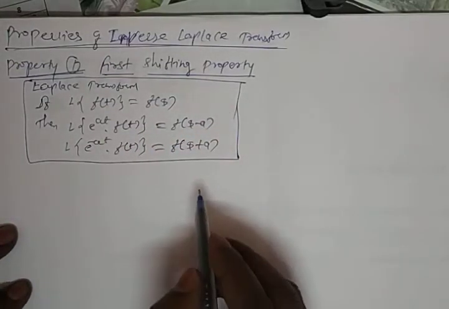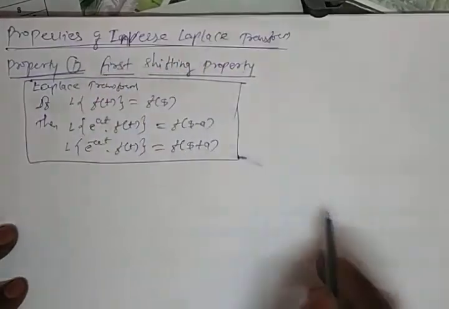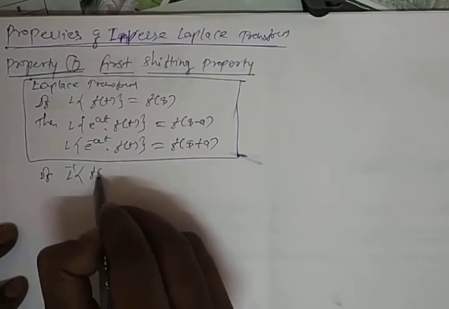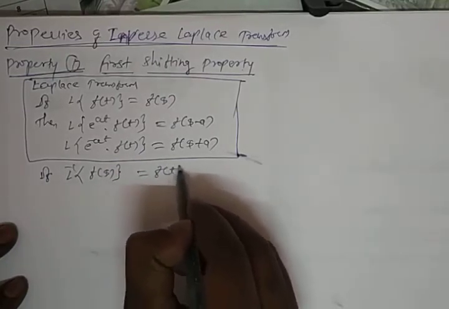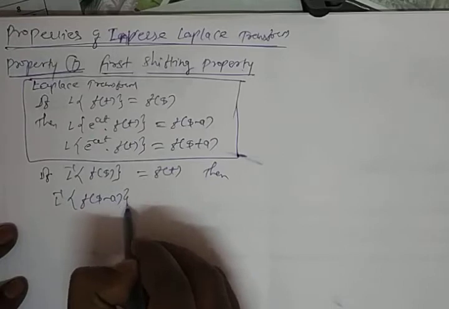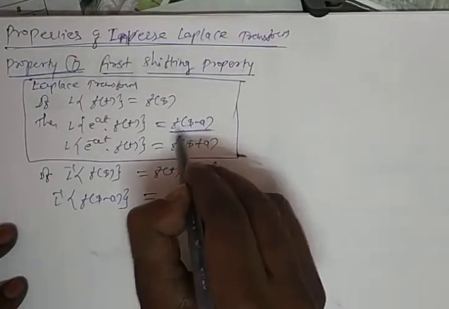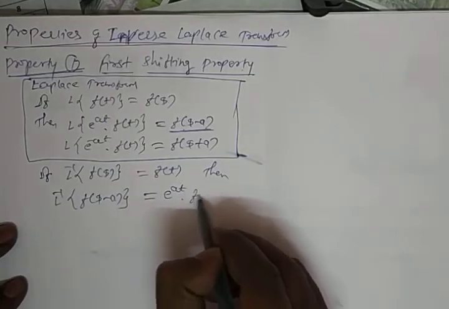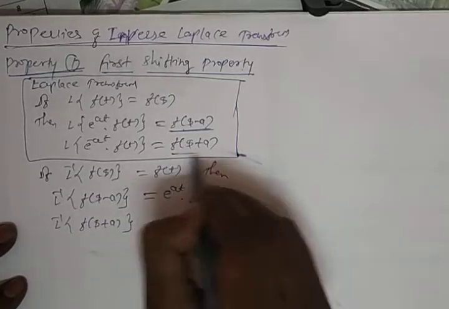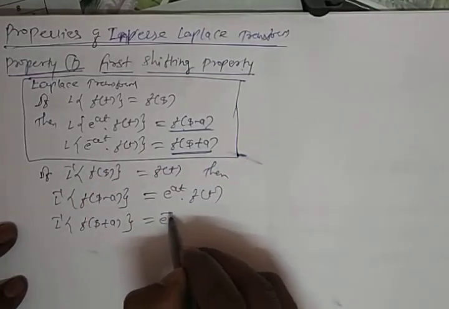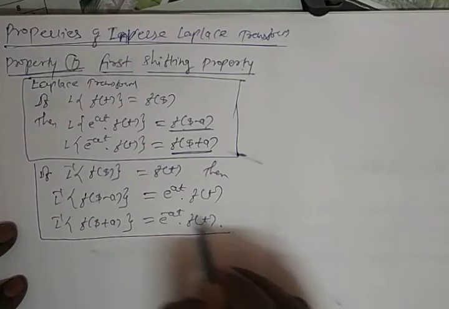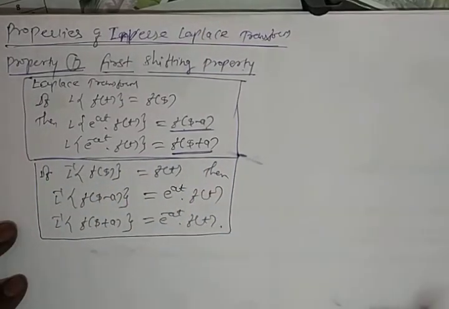Now from this basic we can derive the first shifting property in the inverse Laplace transform as follows. If Laplace inverse of F of s is equal to f of t, then Laplace inverse of F of s minus a will be e raised to at into f of t, and Laplace inverse of F of s plus a is equal to e raised to minus at into f of t. This is known as the first shifting property.